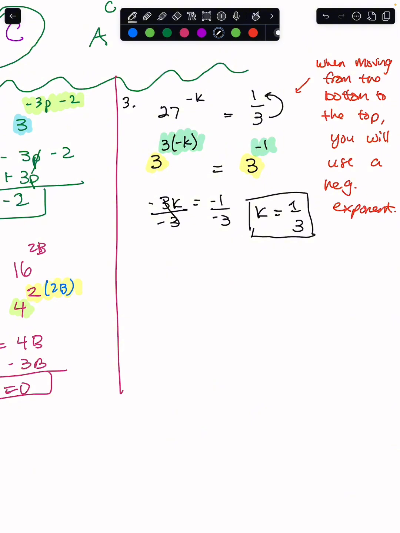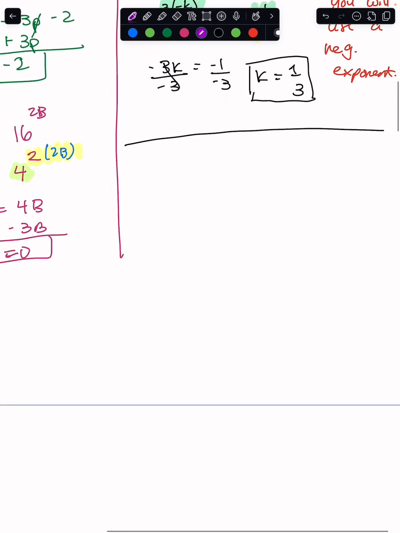Nothing too crazy. All right, let's keep moving. Let's do number 4. So we're moving right through these. Number 4 says 16 to the 3r equals 8 to the 3 minus 2r. I can't do anything with them until their bases are the same.